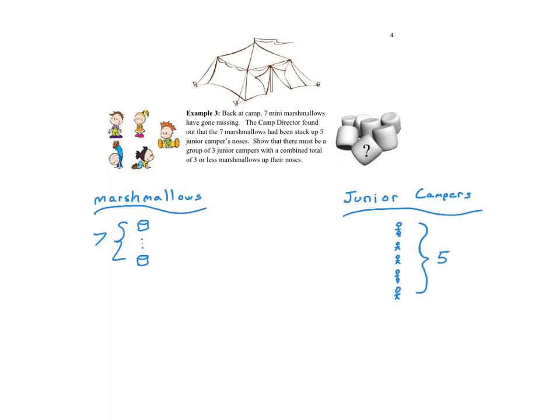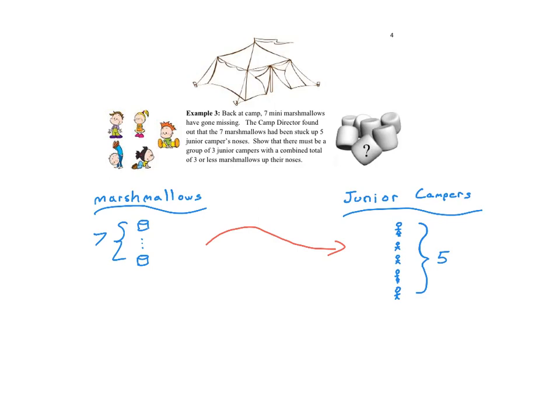And what we'll talk about here is a little bit of an extension to the pigeonhole principle. This is to show that there must be this existing scenario here. It's kind of like a pigeonhole principle style problem where marshmallows are being assigned to noses. So let's set that up. So we have 7 marshmallows that are representing pigeons that are flying into 5 junior campers' noses.